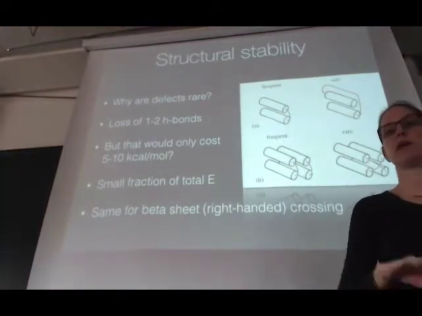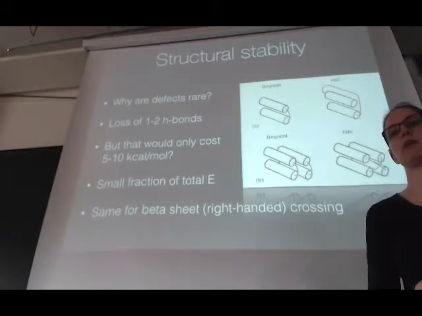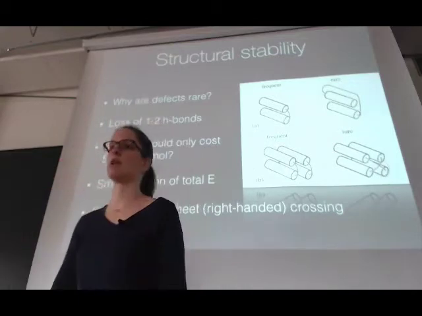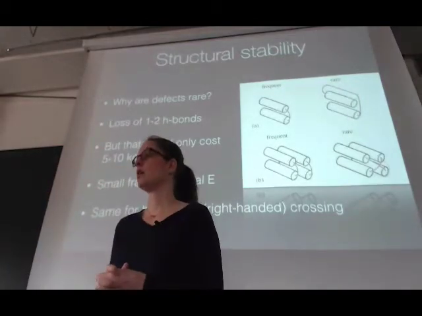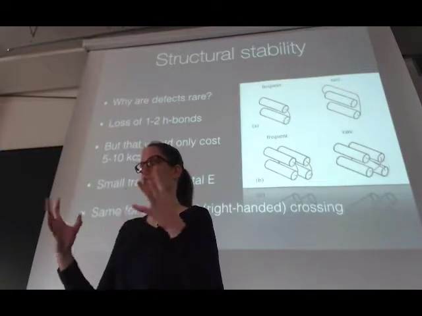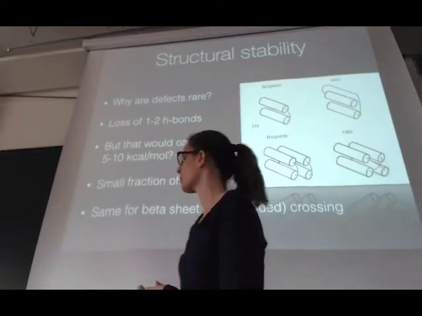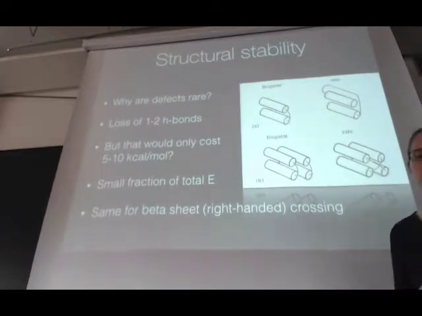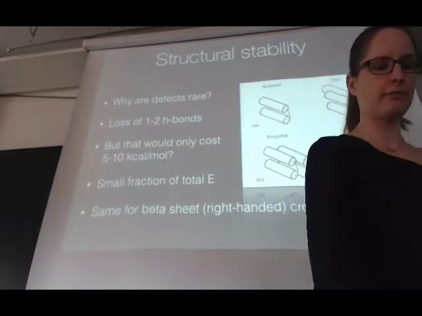This doesn't seem like a big number in the big scheme of things, right? Imagine you're folding an entire protein. How many hydrogen bonds is that? So what's the contribution to energetics from all these hydrogen bonds? Why can't we afford to have a small defect? This is a question we'll answer in quite a lot of detail in a minute.